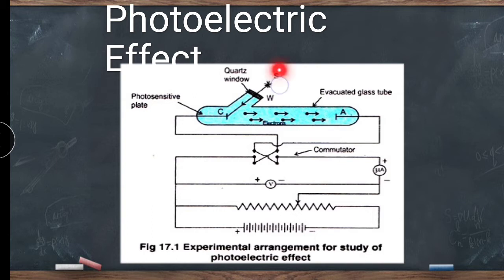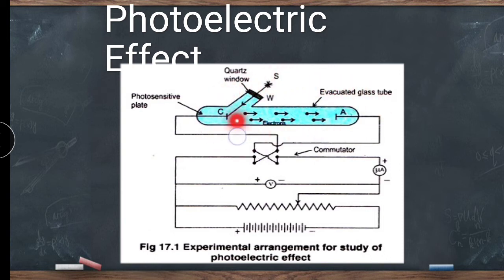So this is the source of light. Source of light is providing us the light of required intensity. This is the quartz window. Quartz window is nothing but transparent glass from which light can easily enter and fall on a cathode plate. This is the evacuated glass tube. Evacuated glass tube has a cathode and anode inside it.